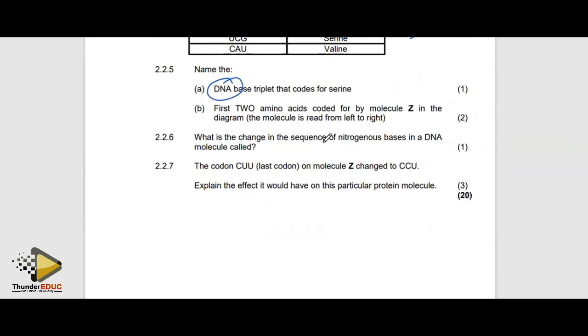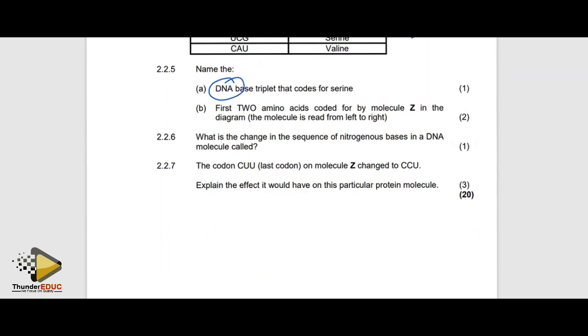What is the change in the sequence of nitrogenous bases in the DNA molecule called? This is gene mutation. So we call it gene mutation. Why? Because the bases have been changed. Then they're saying the code for this on molecule Z changed to this. Explain the effect of this.